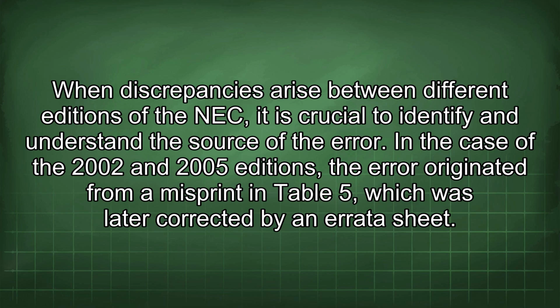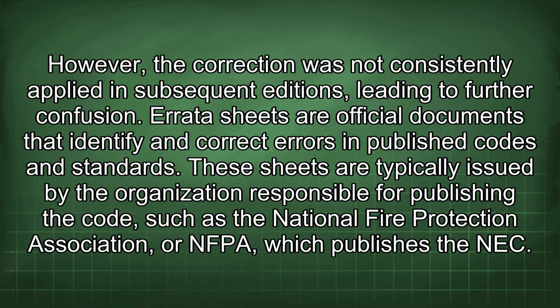When discrepancies arise between different editions of the NEC, it is crucial to identify and understand the source of the error. In the case of the 2002 and 2005 editions, the error originated from a misprint in Table 5, which was later corrected by an errata sheet. However, the correction was not consistently applied in subsequent editions, leading to further confusion.